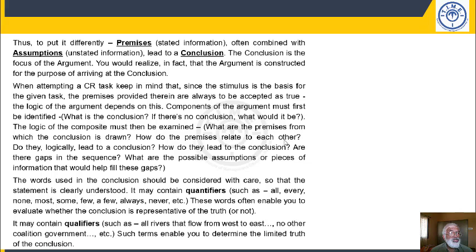How do they lead to that conclusion? As in, what arrangement helps these premises lead to that conclusion? Then, now that I know the arrangement, are there gaps in that sequence? Are there things that also must have been taken into account which the person has not stated here? Then you realize you can identify assumptions.